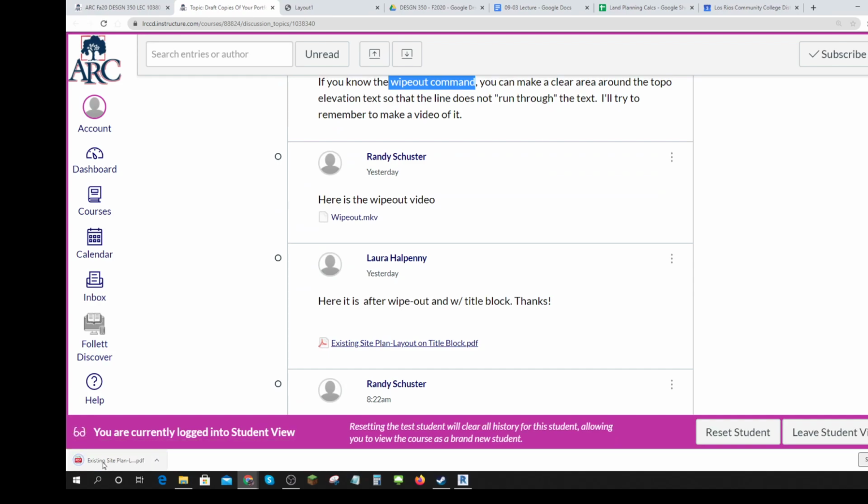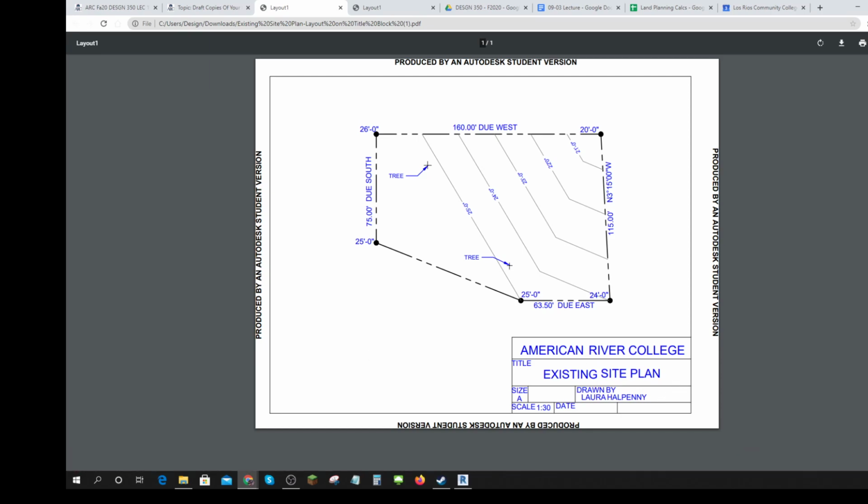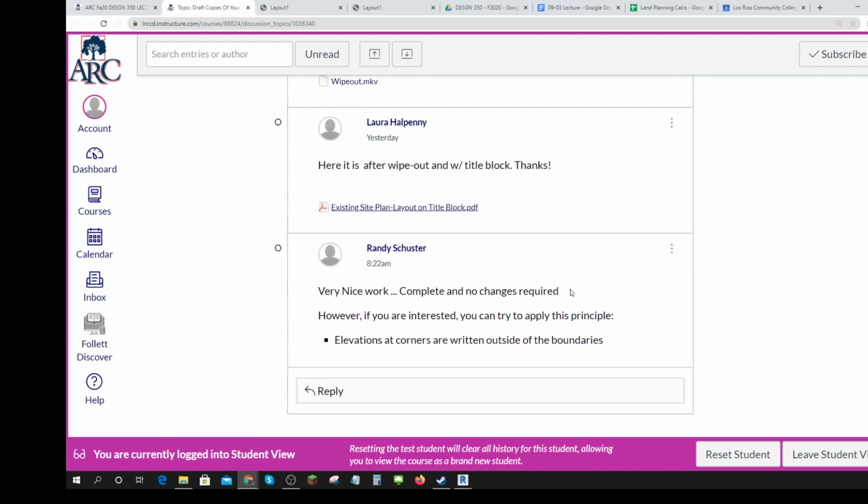And then Laura couldn't find the old title block, so I posted those for you. So now there's a title block on it. There's a scale on it. That's nice. And then there's some other stuff on it. And that's all really good. And we're going to talk about this a little bit more. And so you can see there's a little break on either side. And so she used the wipeout command to do that. And so that's how you guys are supposed to be working together. And so nice work, no changes required.